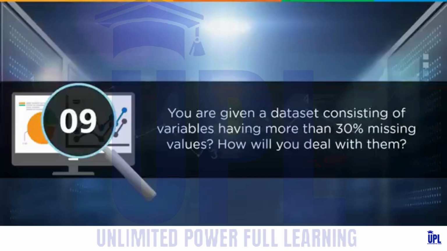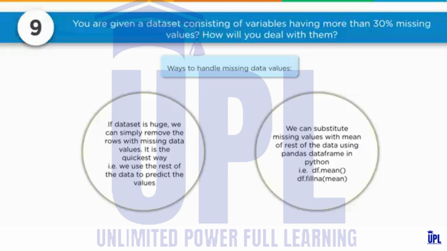You are given a data set consisting of variables having more than 30% missing values. How will you deal with them? Oh, the joy of messy data coming in. Ways to handle missing data values. If the data set is huge, we can just simply remove the rows with missing data values. It is the quickest way, i.e.